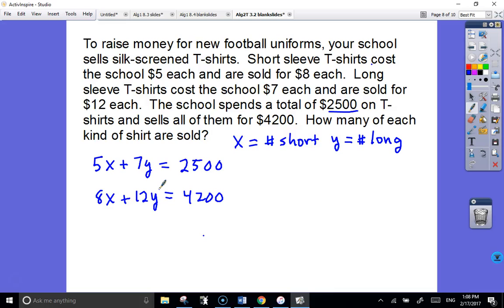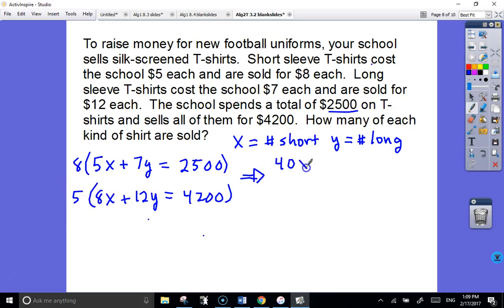I mean, it doesn't make a lot of difference here, right? But probably the 5 and the 8. What's the least? You could think of it in terms of least common denominator. What's the least common multiple of 5 and 8? 40, right? How about 7 and 12? 84, right? So you're having to resort to these bigger numbers. Might as well just keep it simple and just multiply one by 8 and the other by 5. So here's our equivalent system.